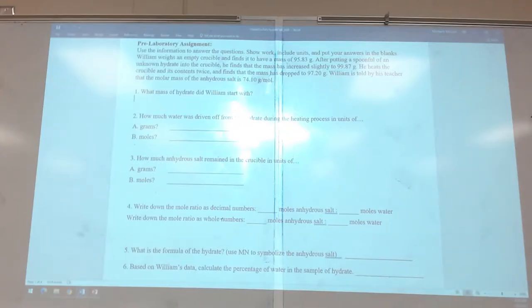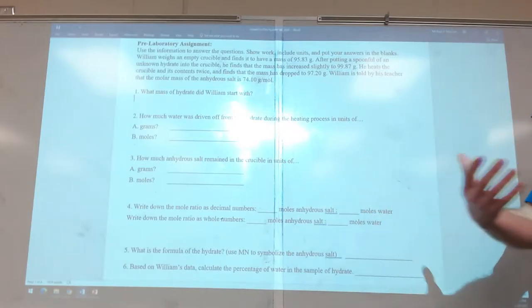The dot between the MN and the nH2O means that the water molecules are rather loosely attached to the anhydrous salt. When referring to an unknown hydrate, you should use the notation described above. So we've done hydrates. We've talked about them a little bit. And if it's a known hydrate, if you know what it is you're working with, then you're going to use that formula. If you remember that from last class.